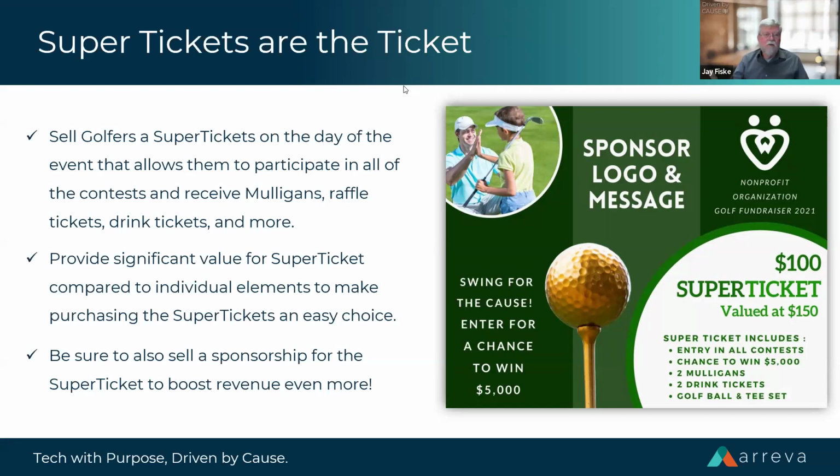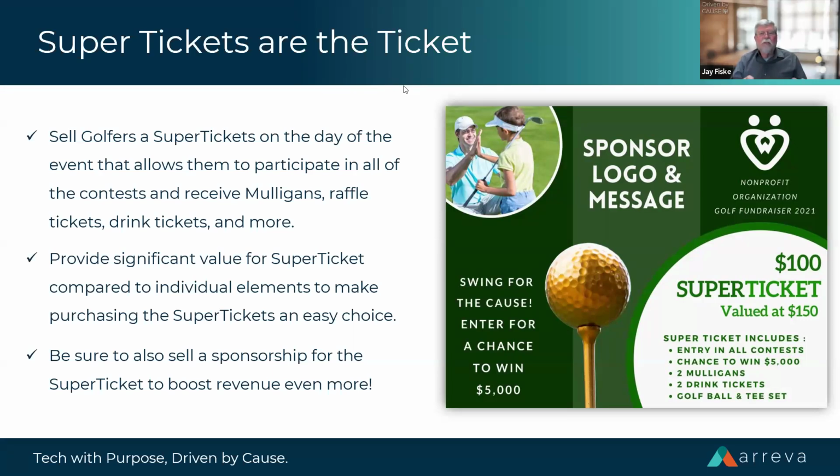Well, if you have a full field of 144 golfers and they all buy a super ticket at $100, you've made $14,000 on selling super tickets, right? So that's how the math works out on that. I think I did the math right on that. I do math in my head. Can you tell? Anyway, someone can put in no, Jay, you added it up wrong, but I think it's $14,000.